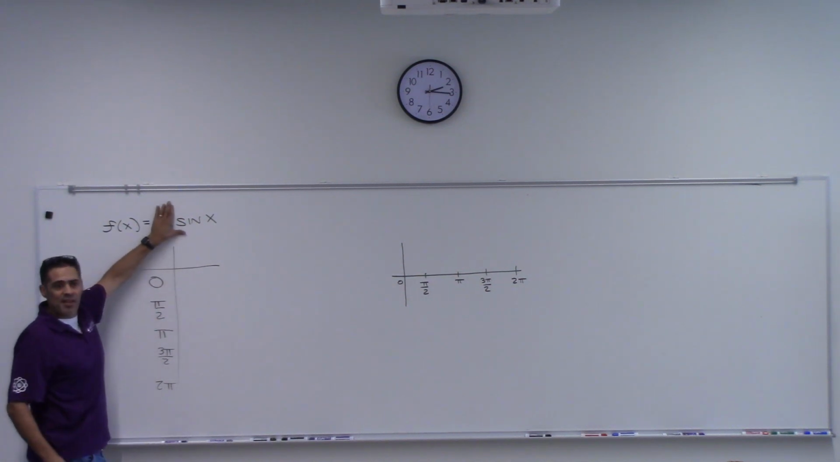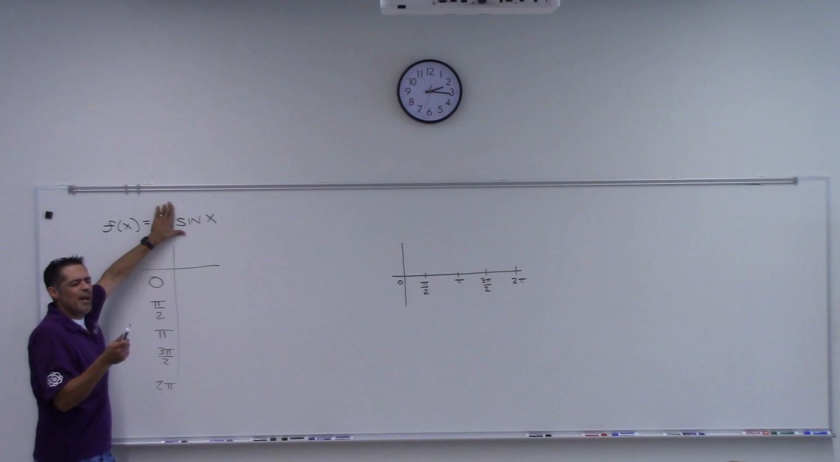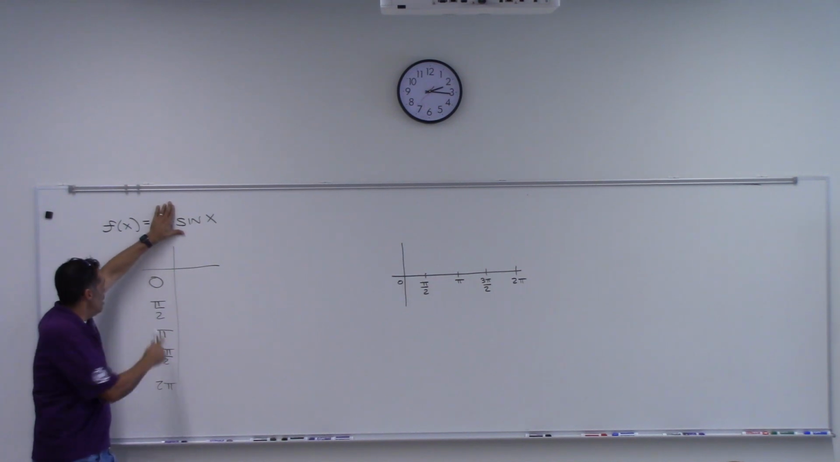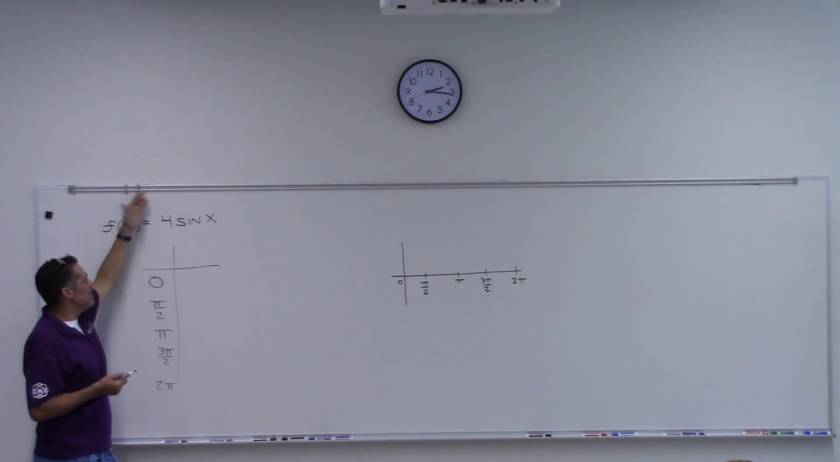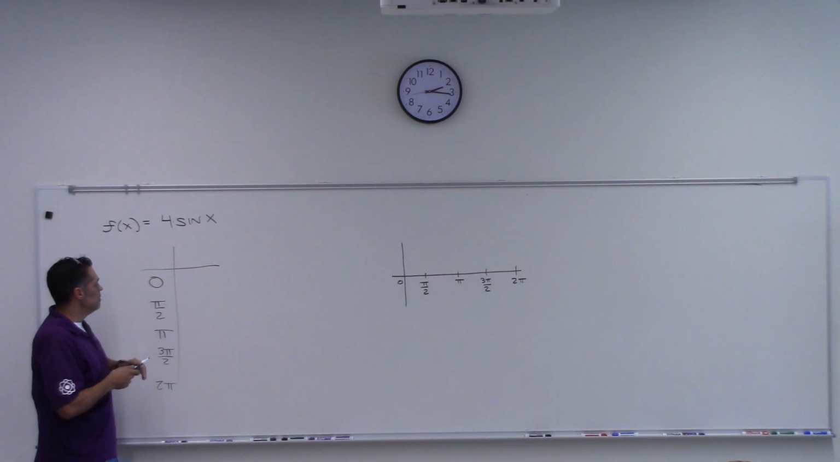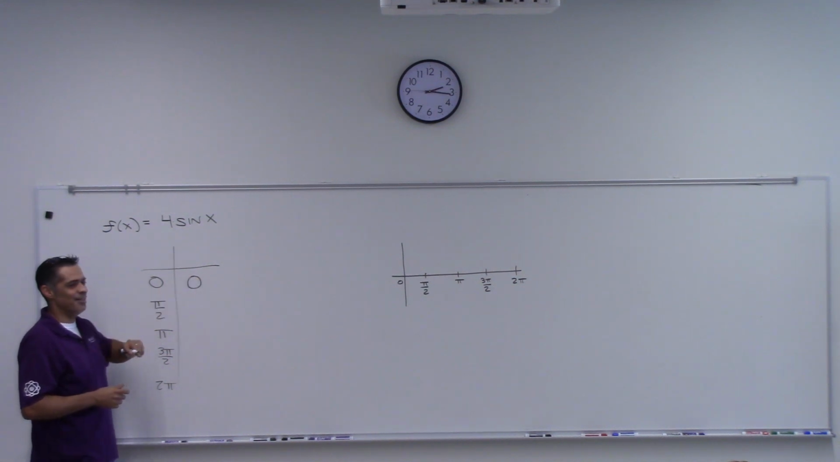Cover up the 4. What's sine of 0? So what I'm asking is, if you look at the unit circle and you go to an angle of 0, then what is the y-coordinate? 0. And then multiply it times 4. 0. Right?